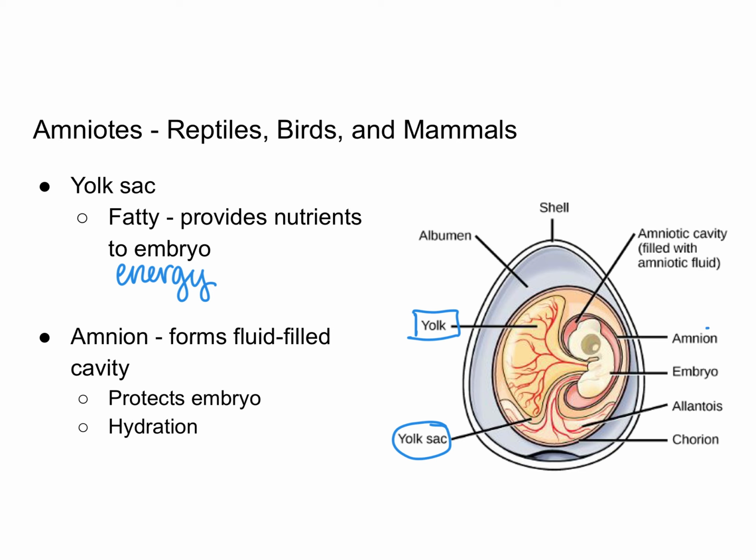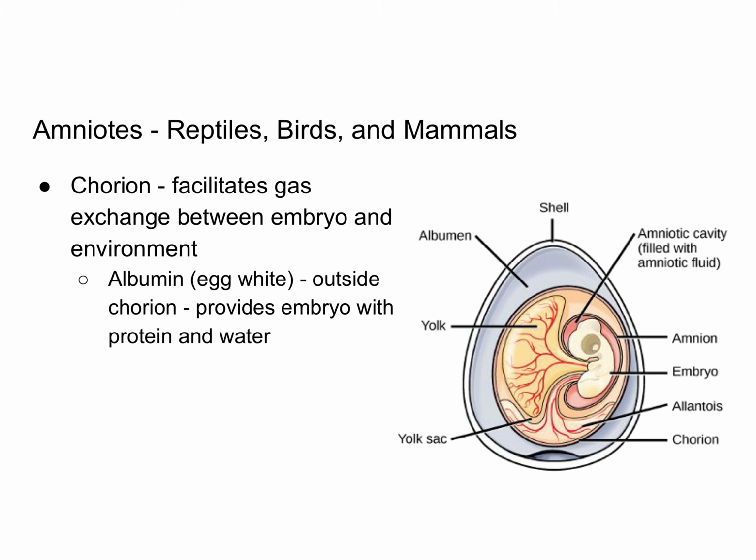The amnion forms a fluid-filled cavity that helps to protect the embryo and provide hydration. And you can see here that the amnion produces this amniotic cavity, which is filled with amniotic fluid. The chorion is a membrane or a layer, you can see the edge of it here, that helps to facilitate gas exchange between the embryo and the environment. And once again, the main gases that we're focusing on are going to be oxygen and carbon dioxide.